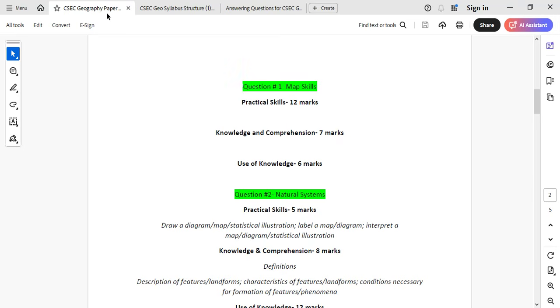It's an easy 25 marks to get, even though map work may seem to be very difficult. But once you understand the basic concepts associated with map work, it is a relatively easy 25 marks to get. But of course, it requires time for you to analyze the map, analyze the questions, and make connections.